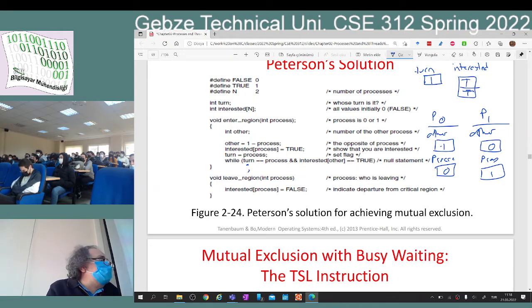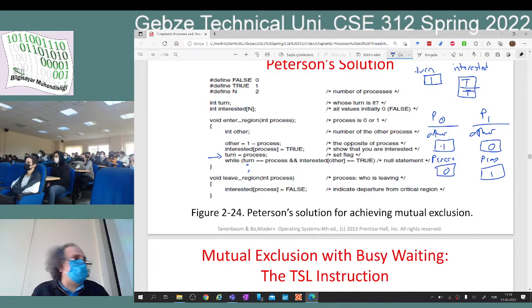So a switch will occur one way or the other because of the timer interrupt maybe. The switch will occur and P0 will start running again. Where is P0? We left P0 right here, before I started running the while loop. P0 will say that if turn is equal to process, what is turn? 1. Turn is 1. Process is 0. Turn is equal to process is not satisfied. I will not run this while loop at all, and I will leave this function. As soon as I leave this function, I am inside my critical region.